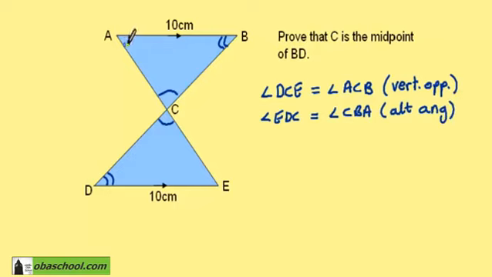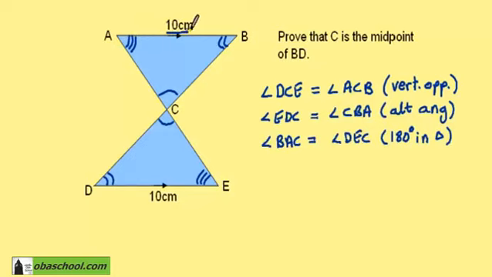So that means that the remaining angle in each of the triangles must be the same, because the angle sum for a triangle is 180 degrees. So if two of the angles are the same, it follows that the third angle is also the same. All three angles are the same.